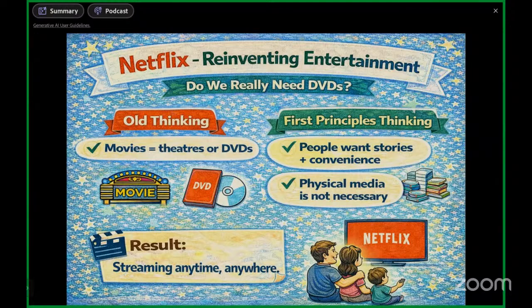Why do you think people should go to the theaters? Why do you think people should buy a DVD? Why do you think buying a movie is important? Why not just stream? They broke it into small parts and asked why again and again, so that they got this innovative idea of streaming anytime, anywhere. Now you know you can stream OTT on your phone, on a TV, on your computer, anywhere, even in your school. This is the innovation that first principle thinking brought, by asking why and not thinking in an old way.